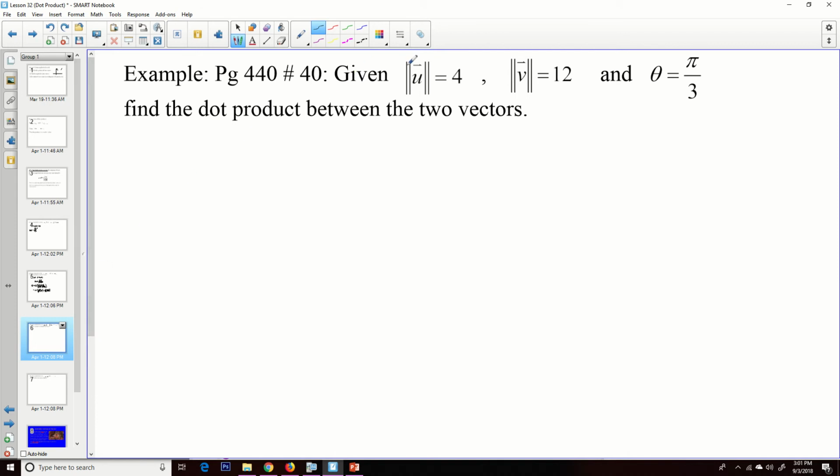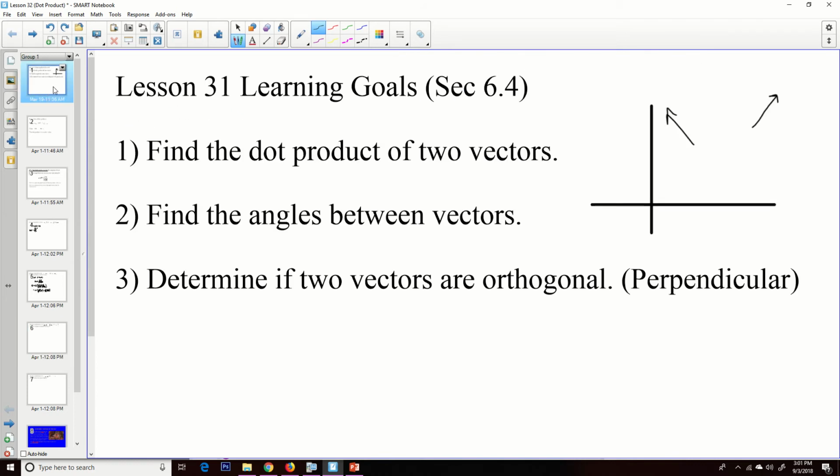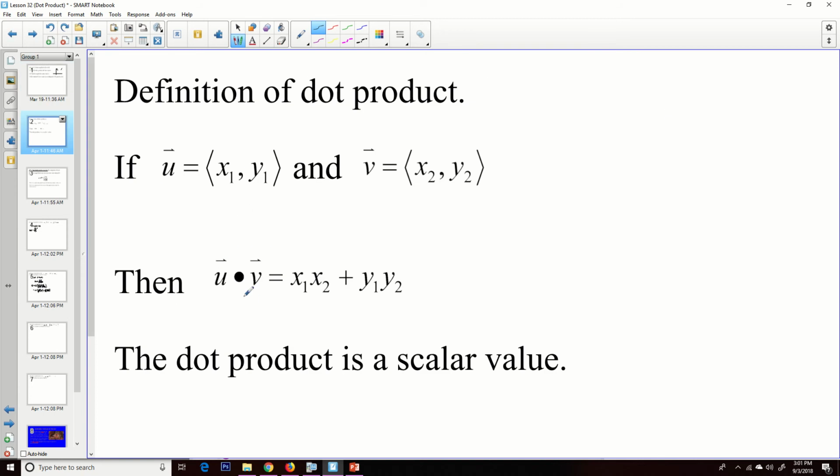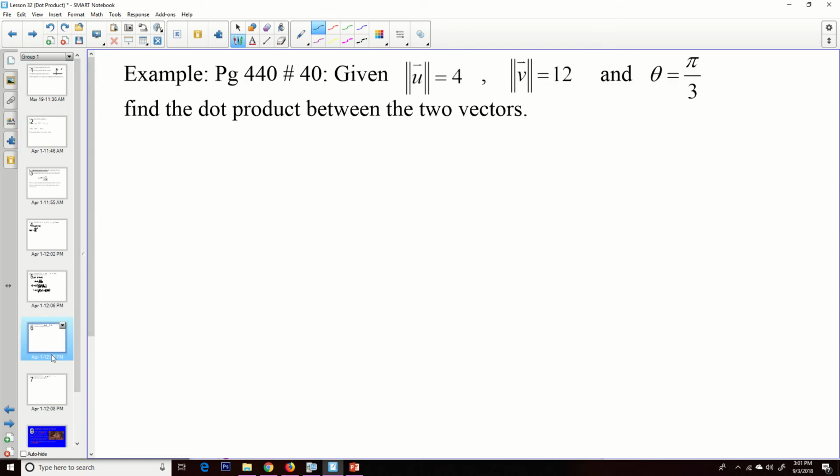If you are given that the magnitude of vector u is 4 and the magnitude of vector v is 12 and the angle between the two vectors is pi over 3, it says find the dot product of the two vectors. Well, we said dot product was the product of the x's and the product of the y's, and we could actually with this information find those two component forms of the vectors.